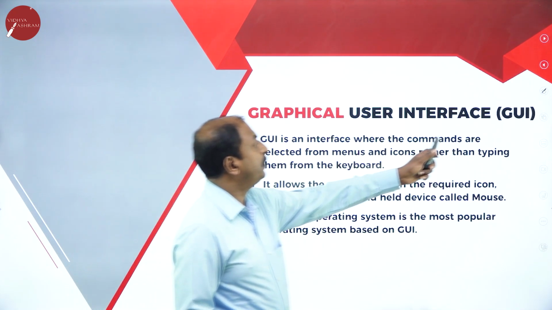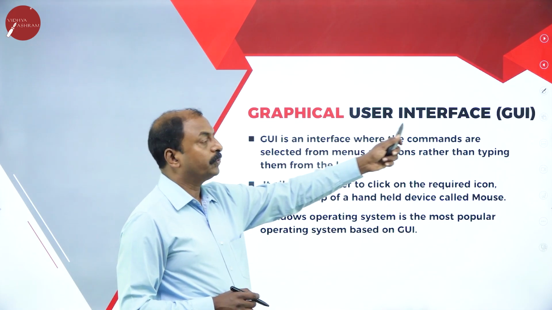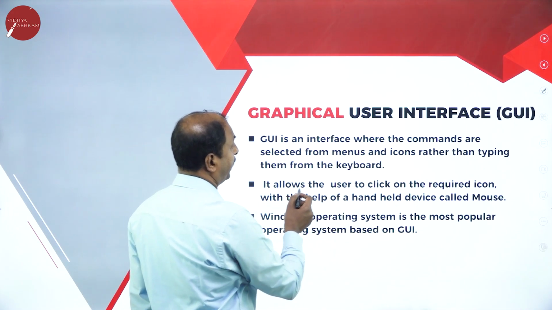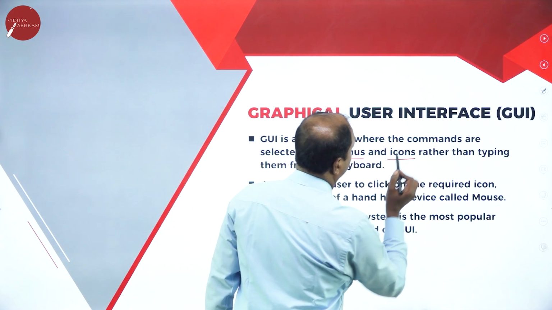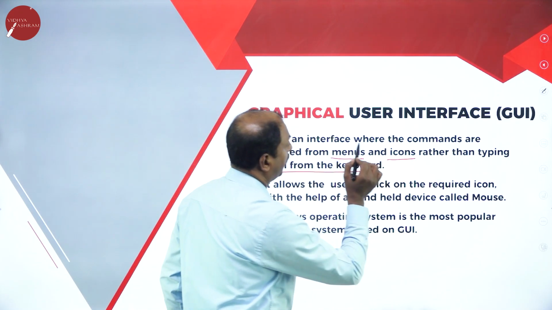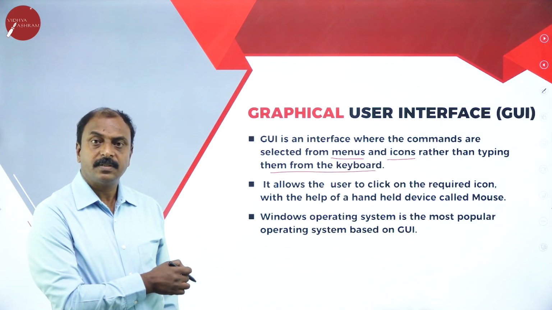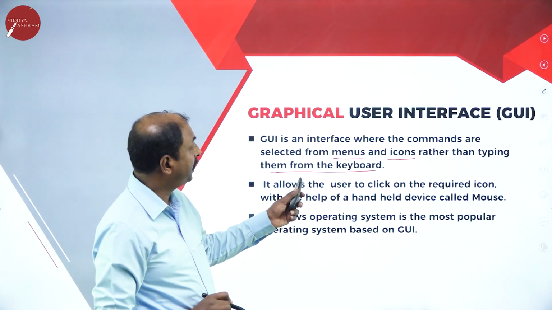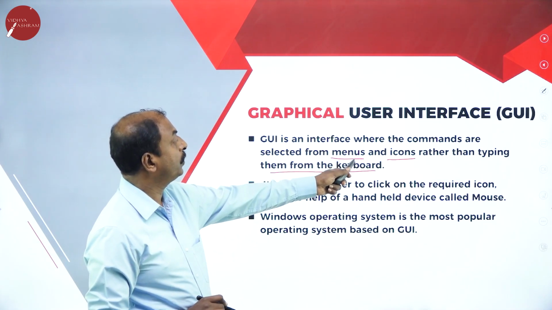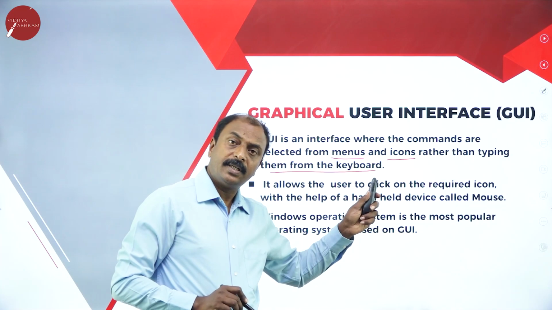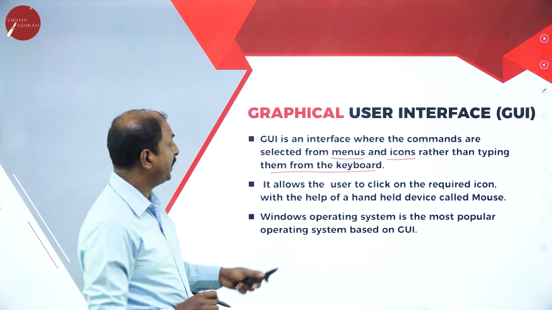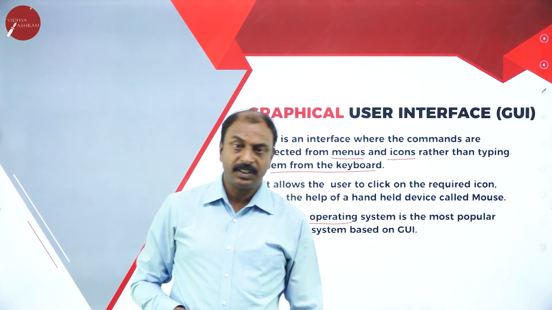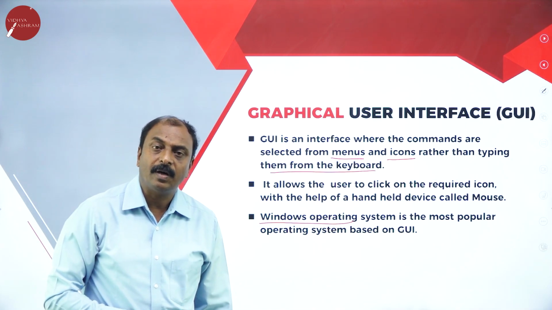Now let us go to the next slide. It is GUI, graphical user interface. It is an interface where the commands are selected from menus and icons rather than typing them from the keyboard. In the previous interface, CUI, the user has to type the command at the command prompt, but here it is an interface through menus and icons. A very good example is the Windows operating system. All of us are familiar with it.